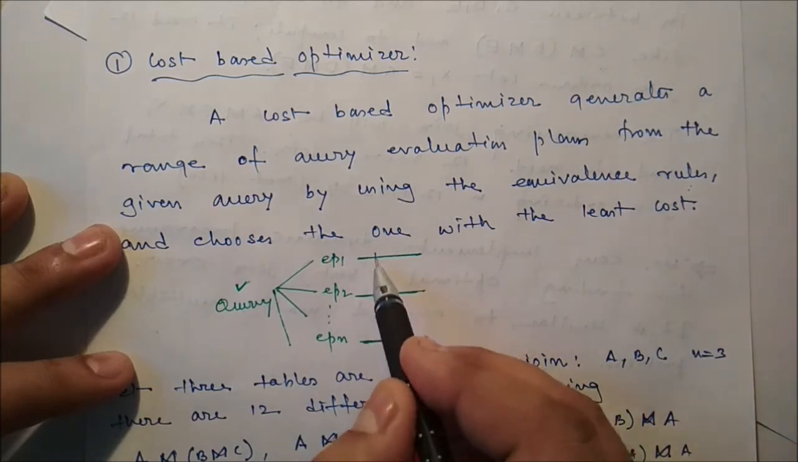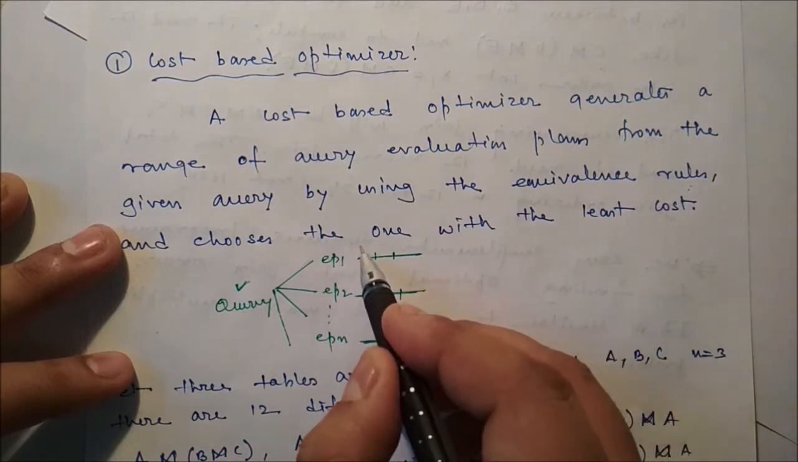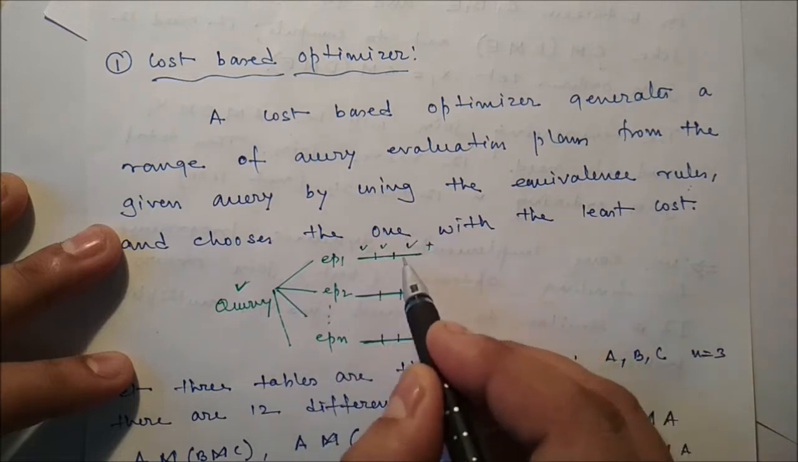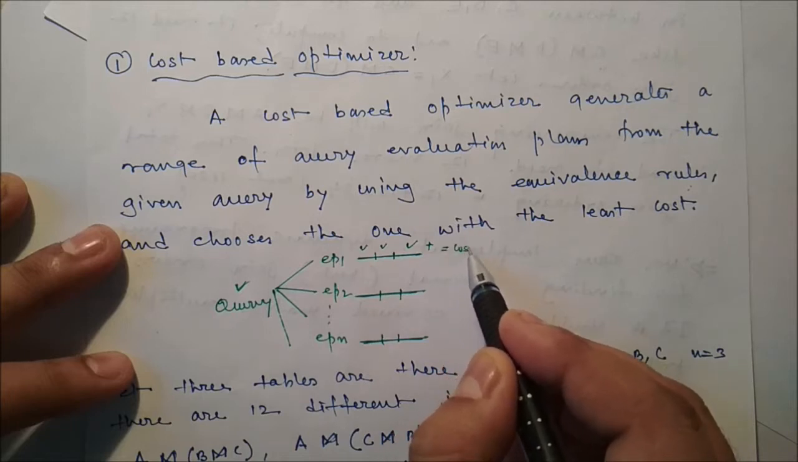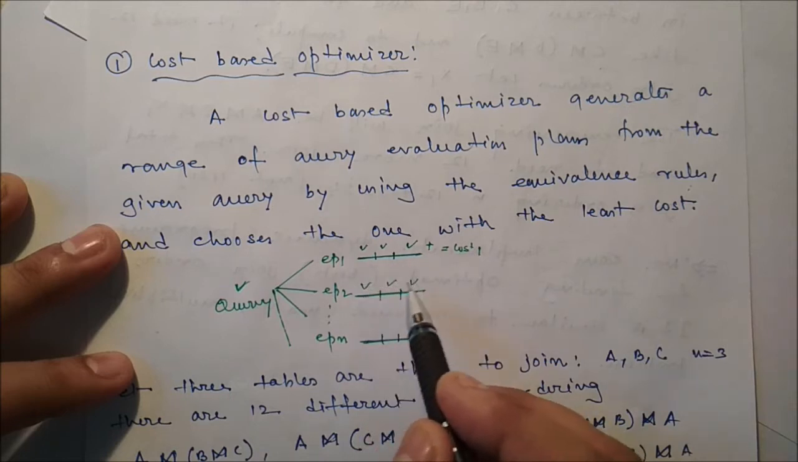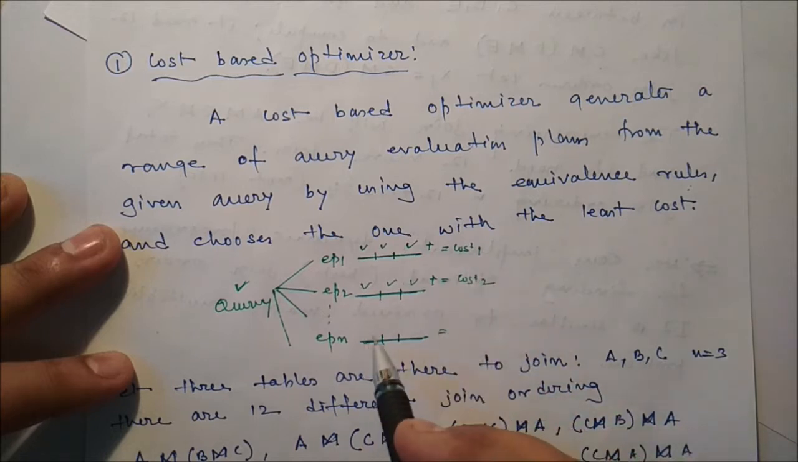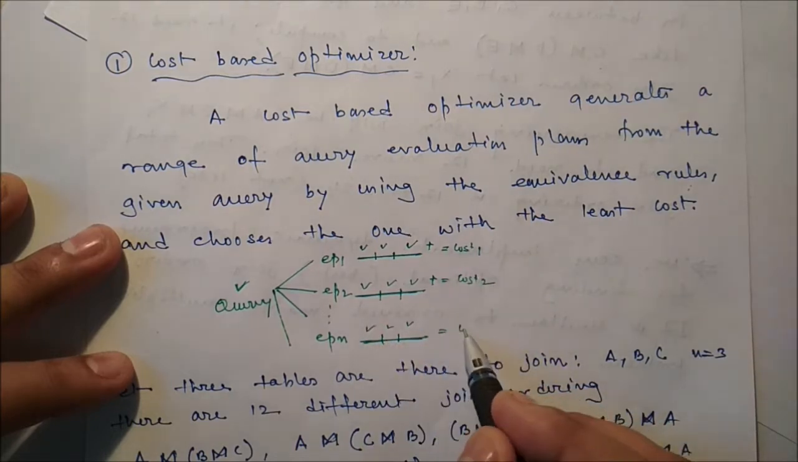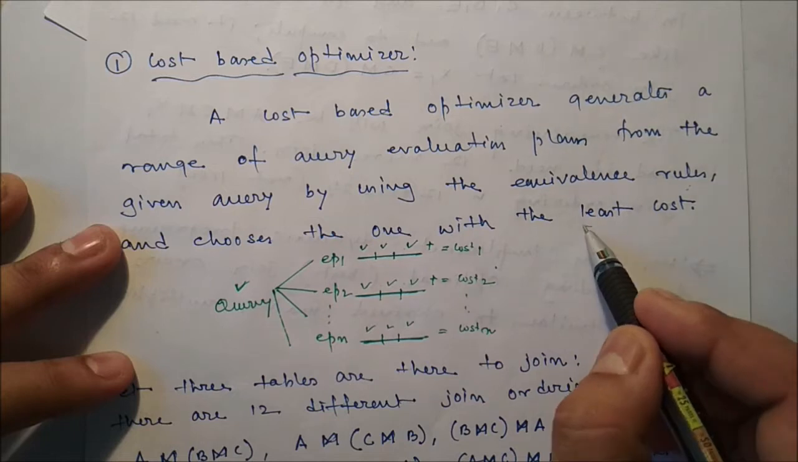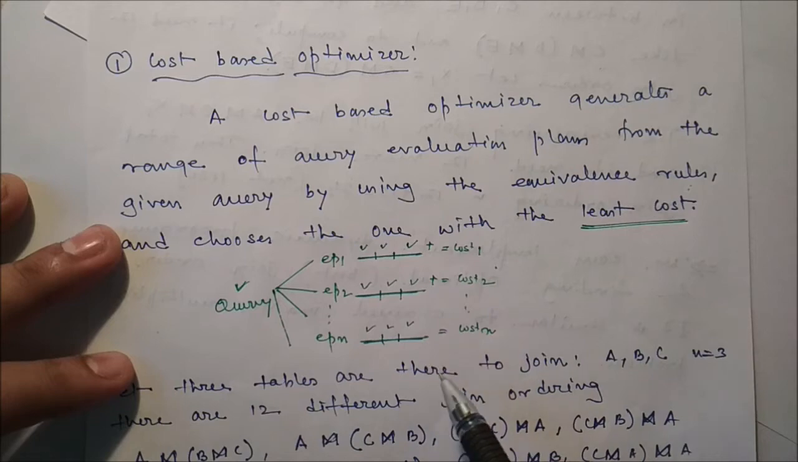Now in each and every evaluation plan, a few operations are there. For each and every operation, we identify the worst case complexity of each operation, and we add all these operation costs, and say the cost is equal to 1. Similarly, here 3 operations are there. Identify the worst case time complexity of each operation. We add all this and we get cost 2. And here 3 operations are there. Similarly, we can get cost n. Now out of all these costs, pick up the minimum, which is the least cost, and choose the one with the least cost. So that is the cost-based optimizer.